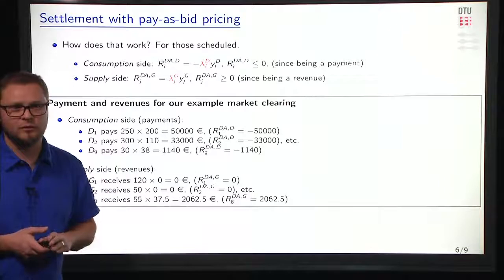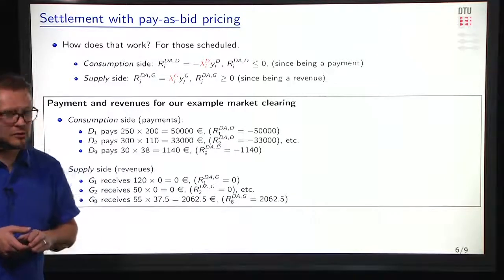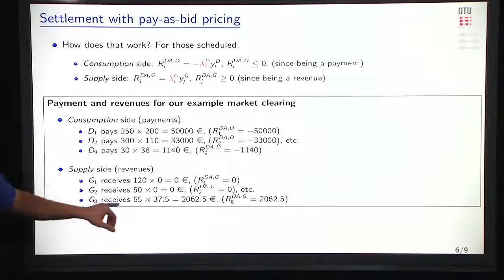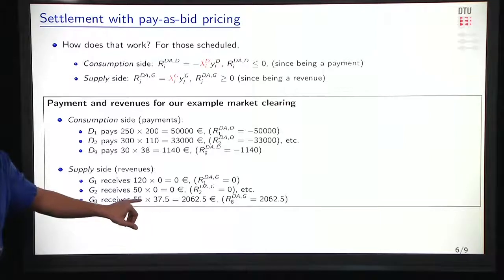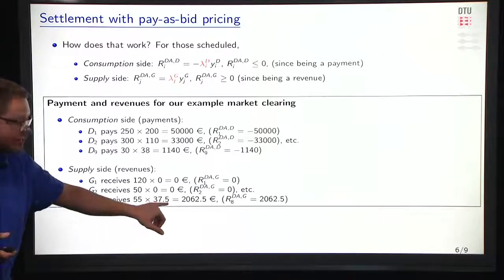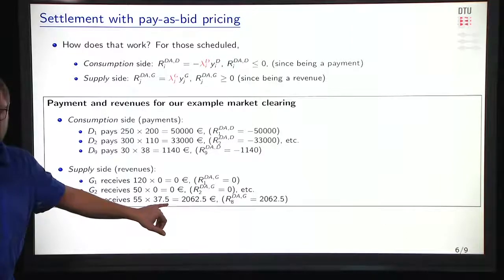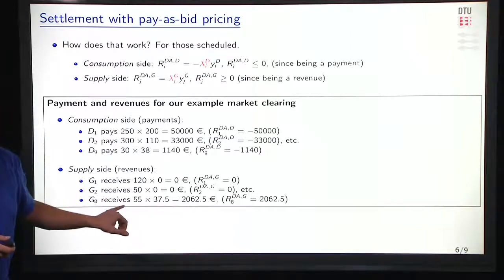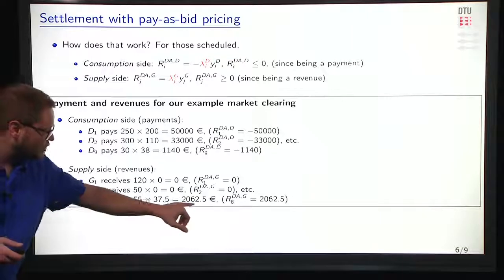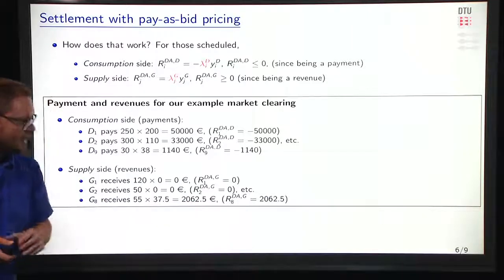If we continue for all the other scheduled offers, G8 received 55, that's the amount of energy eventually scheduled, times 37.5, which was the price that was originally offered for G8, and which amounts to 2,062.5 euro.